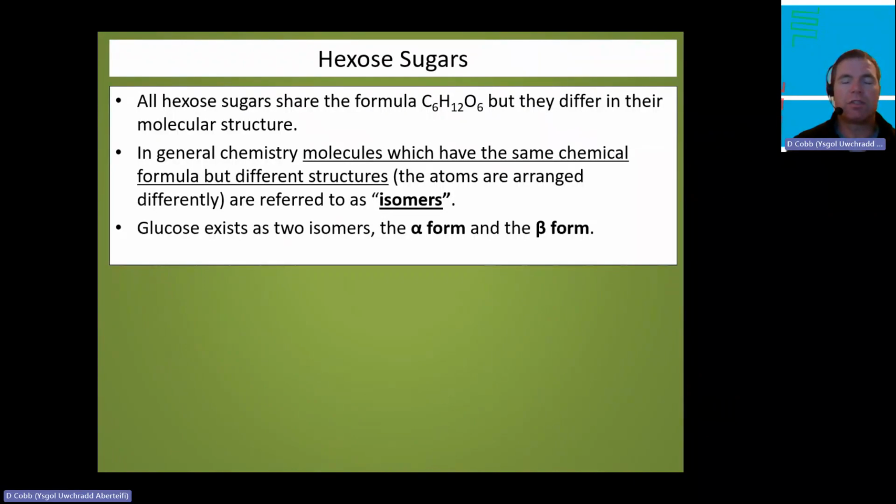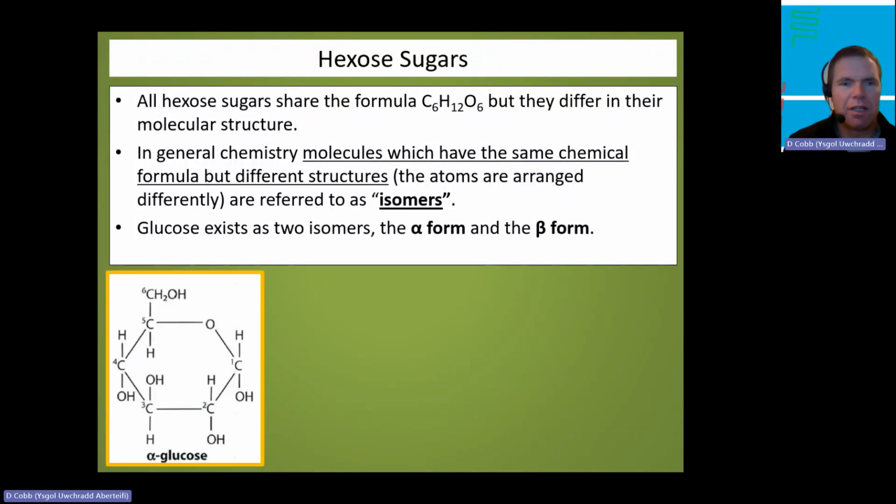Glucose exists as 2 isomers. So there are 2 ways in which that C6H12O6 can be arranged and still be called glucose. We have an alpha form of glucose and a beta form of glucose. This is the alpha form of glucose, and on first inspection it seems like there's an awful lot going on. What we've got here is 6 carbons, and you see the carbons are numbered 1, 2, 3, 4, 5, and 6. If you counted up all the hydrogens, you'd count 12, and if you counted up all the oxygens, you'd count 6. That's alpha glucose.